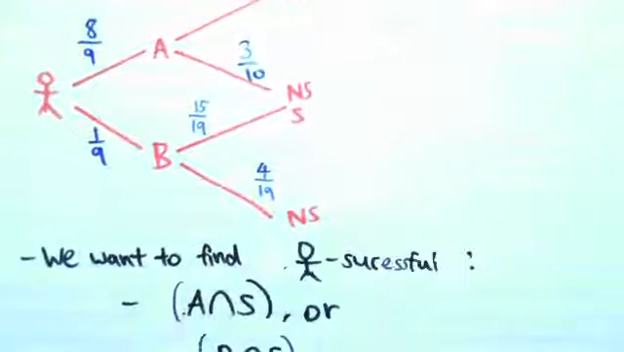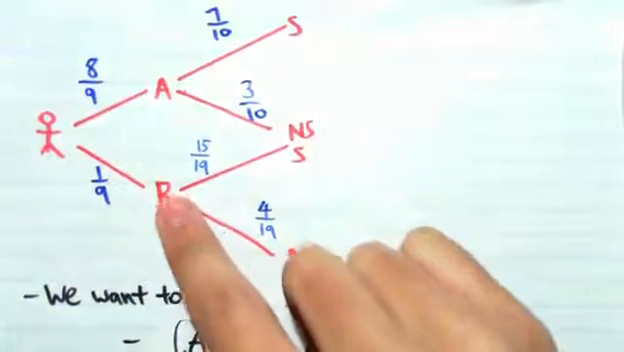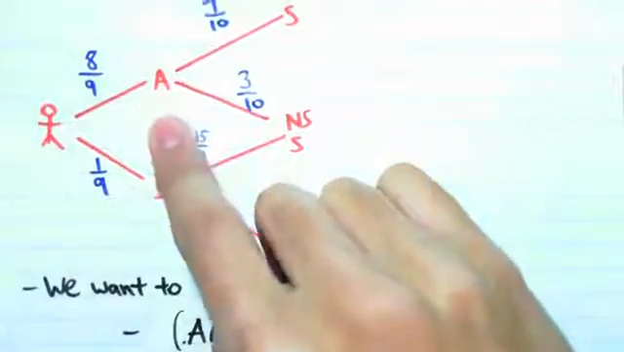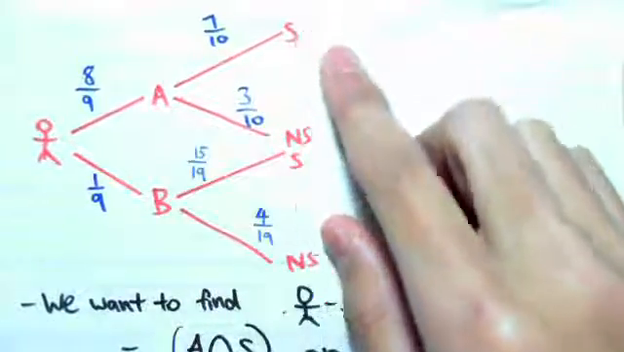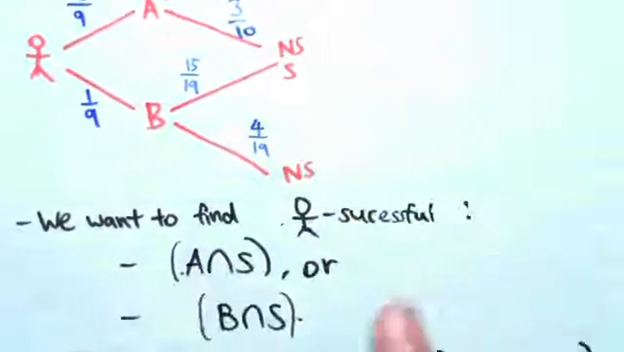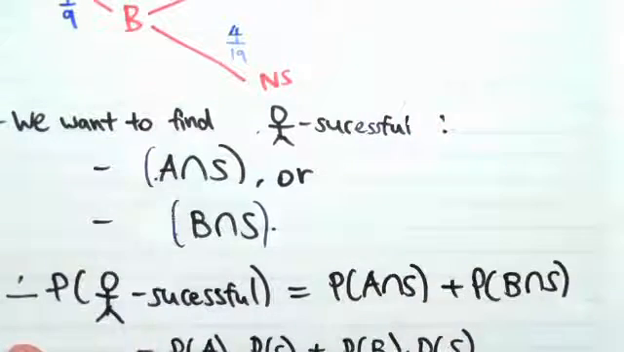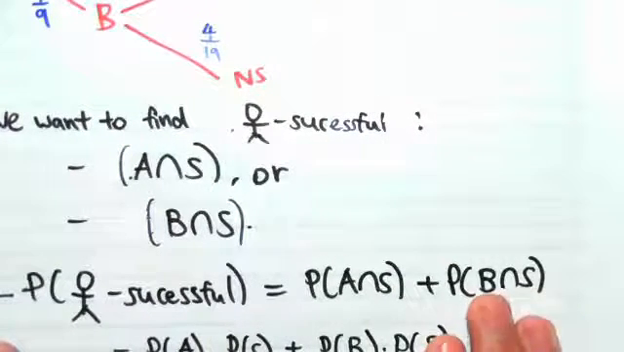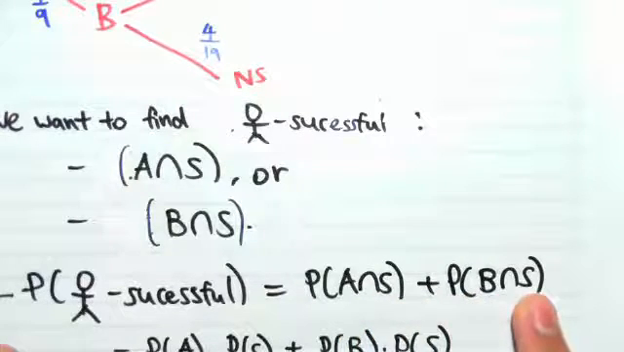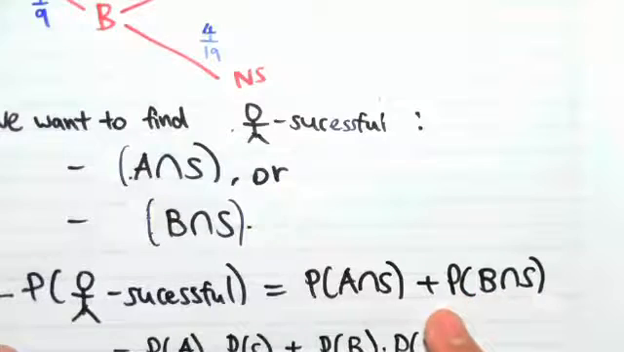So there are 2 ways of the patient being successfully treated. It's either going through this path of AS, or this path of BS. What I mean by that is that the patient received the treatment A and became successful with it, or the patient received treatment B and became successful with that. So using the addition rule, the probability of the patient being successful with the treatment is basically the probability of A intersection S plus the probability of B intersection S. Because it's an 'or' here, that means that it's a plus, so we have to use the addition rule.